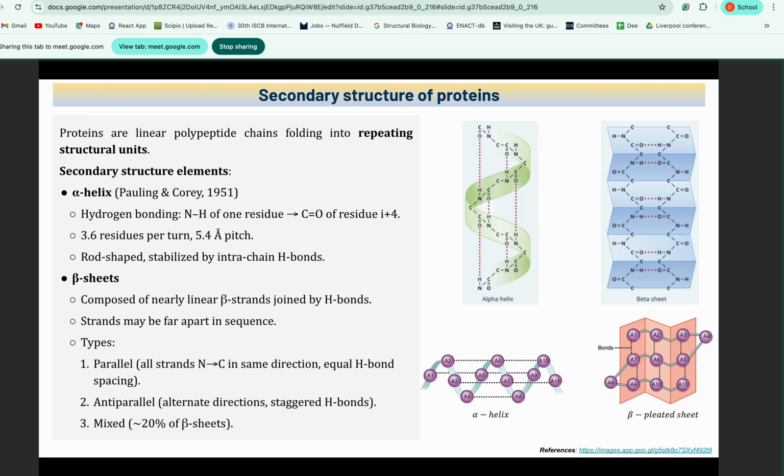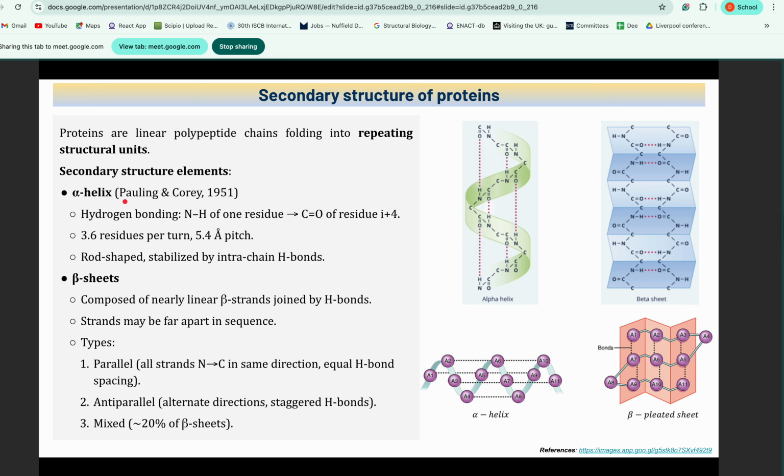Now we'll look in detail into the secondary structure, which is the most important one, because in tertiary structure also these secondary structure components keep on repeating. Proteins are linear polypeptide chains which fold into repeating structural units. So you'll see that in a protein there could be multiple such structures. Multiple alpha helices can be present, multiple beta sheets can be present.